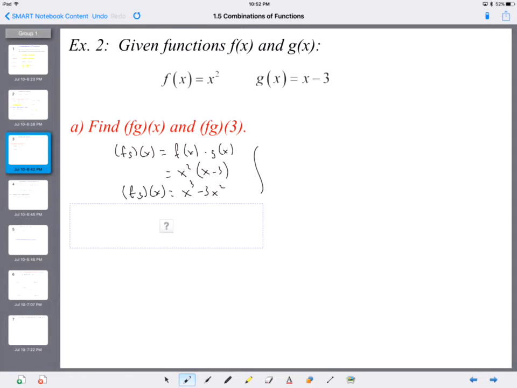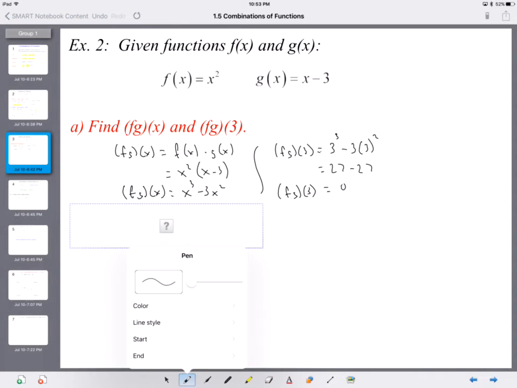The second part, plugging in 3. So f times g of 3, wherever there's an x, you're going to plug in a 3. So it's 3 cubed minus 3 times 3 squared. So a lot of 3's going on. 3 cubed is 27. Minus 3 times 3 squared is also 27. So that's equal to 0. So f times g of 3 is equal to 0. And so there's your multiplication.